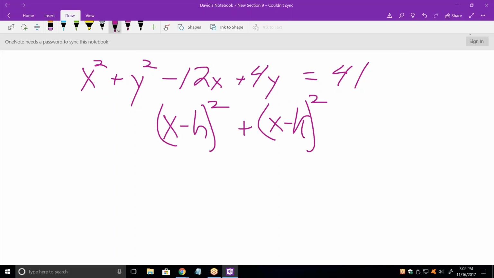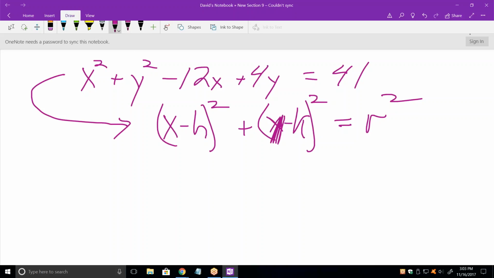Oops, hold on. That's a y. That's what it is. Oh, okay. So it's x minus h squared plus y minus k squared equals r squared. H and k are the center, and r is the radius. That's the two things they asked for here: the center and the radius. So if we can take this equation and put it into that format, we'll have our answers.